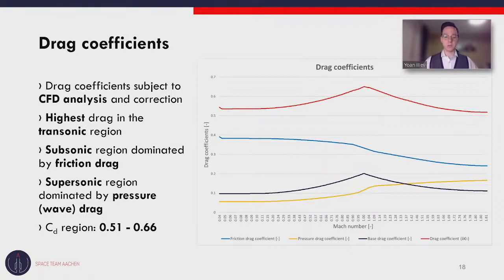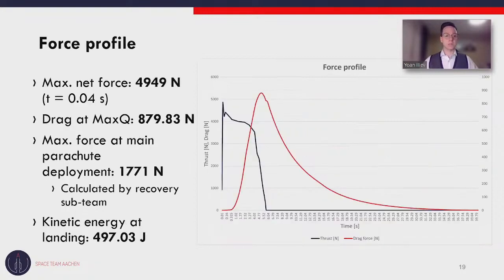And the yellow line is the pressure drag coefficient. The pressure drag, also known as wave drag, increases after we get to supersonic speeds. This is also quite logical. This brings us to the red line, which is the total drag coefficient. This varies between 0.51 and 0.66, which could be plausible, but still we want to make sure that the drag coefficient calculation is as precise as possible. And for that purpose, we're going to use CFD. Next slide, please.